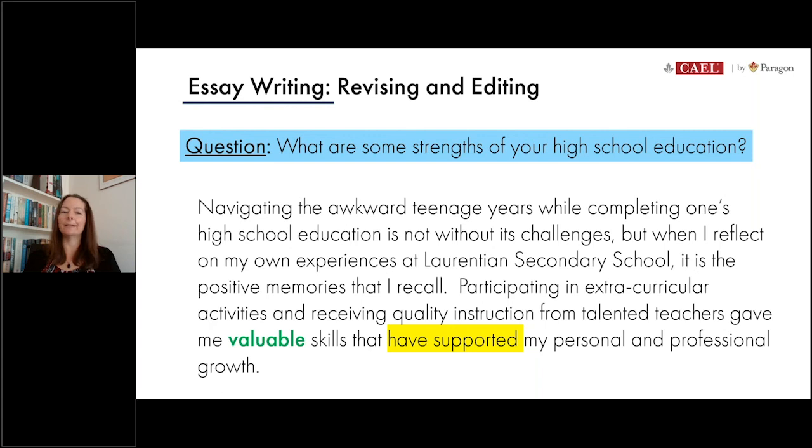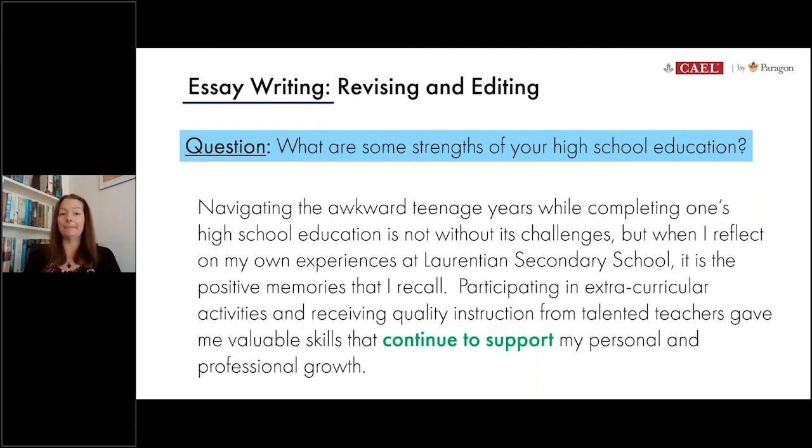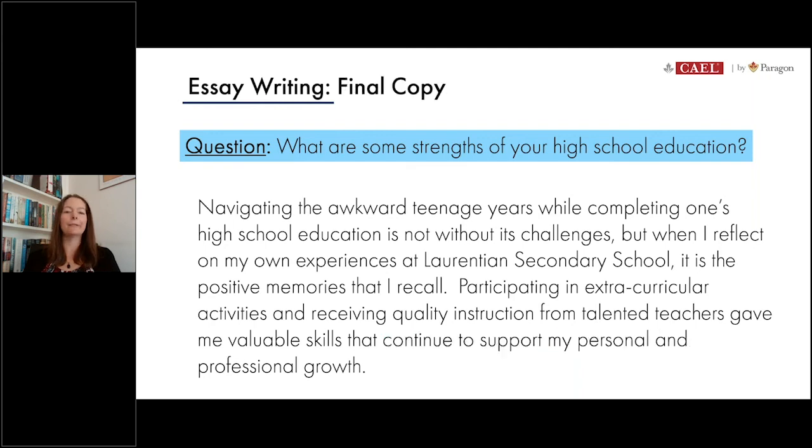That's a stronger connection back to the question, which was strengths of high school. So it gave me valuable skills that have supported, you know what? These skills continue to support me today. That's also a better connection to this idea of strengths. It's a lifelong learning process. So I'll just change my verb tense, that's all, or verb form. So I have valuable skills that continue to support my personal and professional growth.